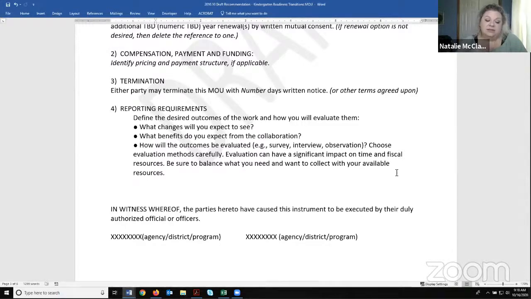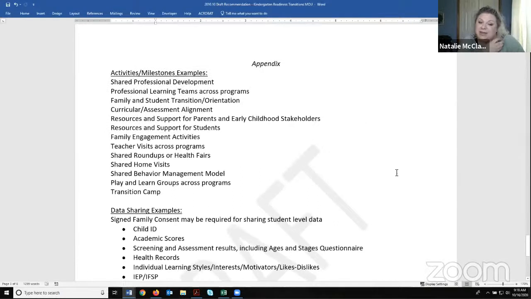If we could go to the next section, we've also included an appendix. And the appendix just gives programs some examples on activities, on data sharing, and some potential partners that they could include in their MOUs. In the body of the MOU, it refers to the appendix. We didn't want to make people feel like these were all required or suggested. We just wanted to kind of prime the pump to give them some ideas on things that they could use as activities, some things that they might want to think about as far as data sharing, and then some potential partners that they could have involved in their MOU.